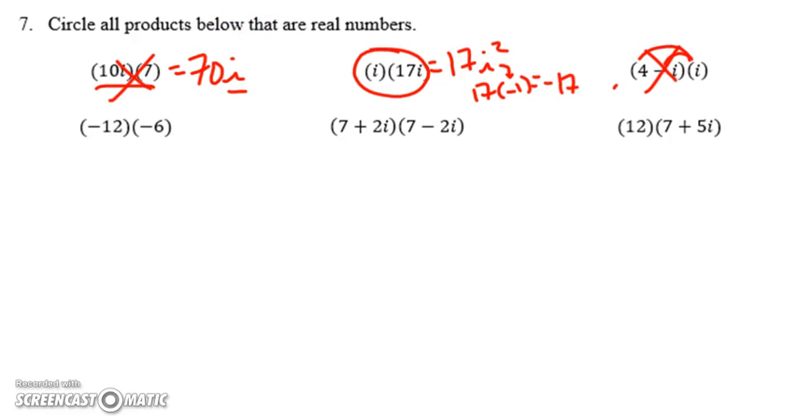And then when we move down here to the second row now, so -12 times -6 just equals +72. There's no i's ever involved in the problem, therefore that's a real number.